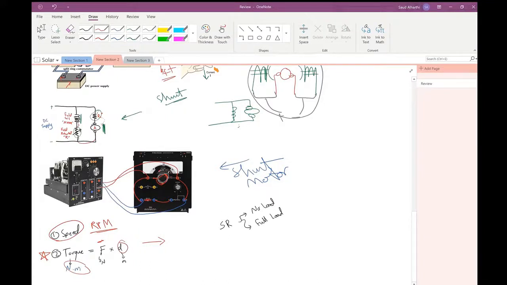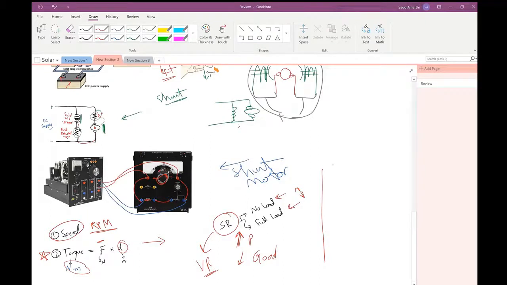Also, another important thing is the speed regulation. We want to measure the speed at no mechanical load and at full mechanical load, and we will see the difference between them. If the percentage is high, that means I have a poor speed regulation for that type of motor. If the percentage is low, that means I have a good speed regulation for that motor. Compared to the generator, we compare it with the voltage regulation.